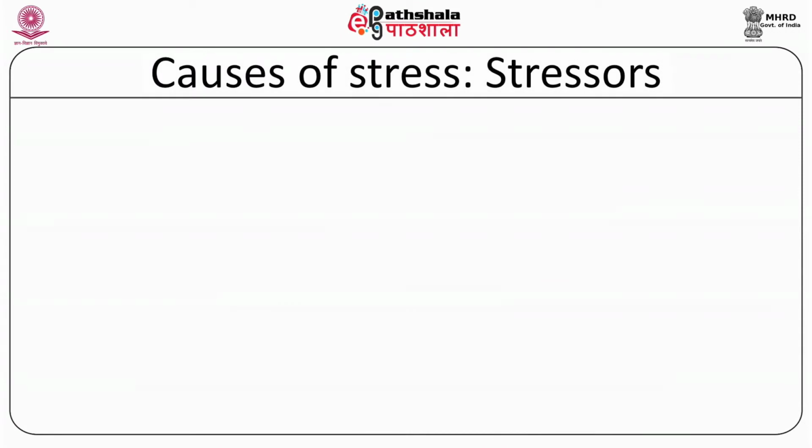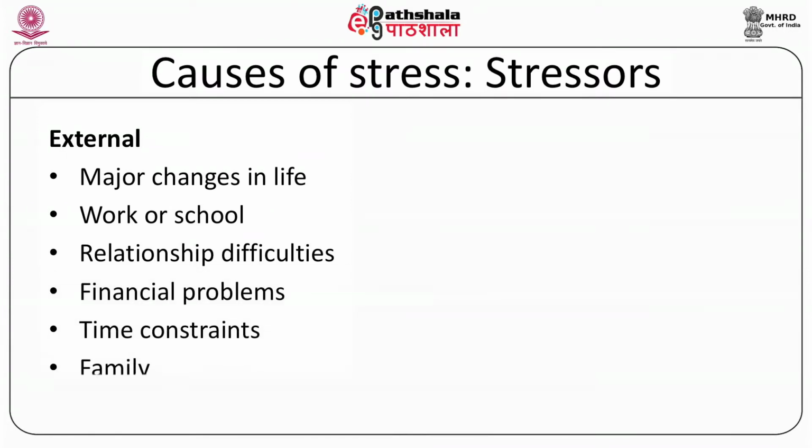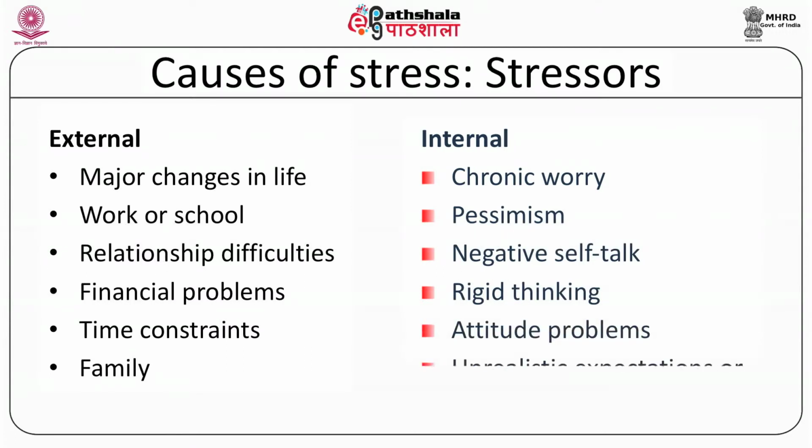Now, the causes of stress can be various, and these causes of stress are called stressors. They can be external, that is the major changes which are occurring in life, at work or school, difficulties in relationship, problems with money, constraints of time, family problems, or they can be something which is internal to a person, that is chronic worry, pessimism, negativity or negative self-talk, rigid thinking, problems with attitude, unrealistic expectations or perfectionism.